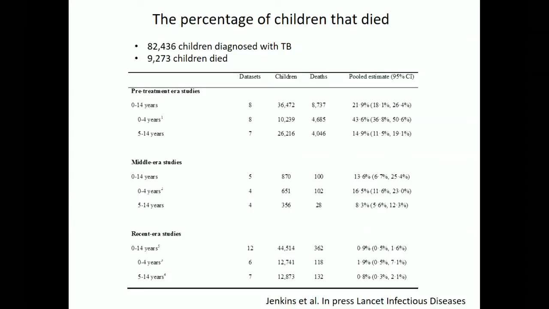From all of our studies, we had over 80,000 children diagnosed with TB and just over 9,000 who died. In the pre-treatment era studies, we estimated that around 22% of children under 15 died. And as you might expect, for children under 5, that was much higher, about 44% of children, and then about 15% for those aged 5 to 14. If we skip down to those recent era studies where almost all children received treatment, as you would expect, the number is much, much lower. Only about 1% of children died there, slightly higher for the under 5s, around 2%.